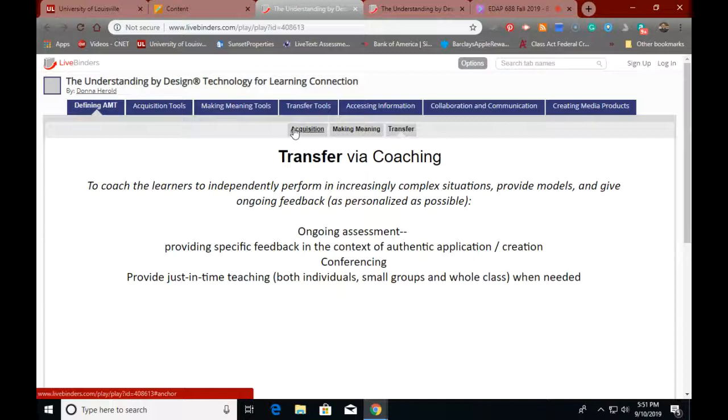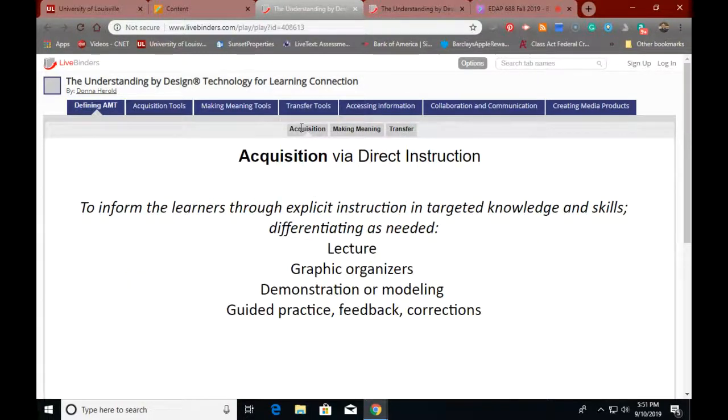What did TPACK say about this? What did Shulman say about this? He says that pedagogy should not be one and done. It should be, and you heard Grant use the term, slide. He said pedagogical slide. That's what good teachers do. So good teachers can be acquisition teachers, sliding into meaning-making teachers, sliding into transfer teachers, back to acquisition teachers.